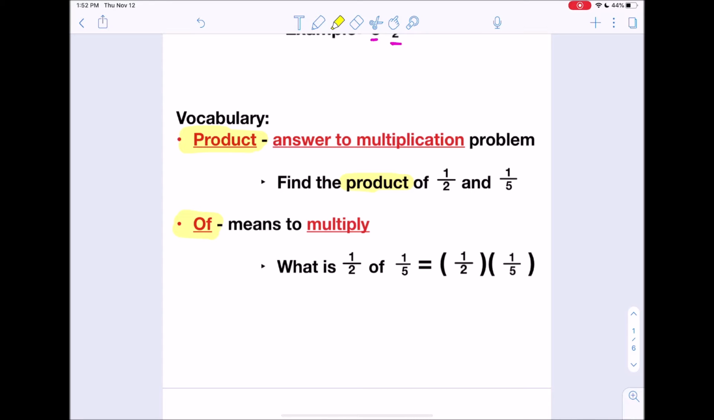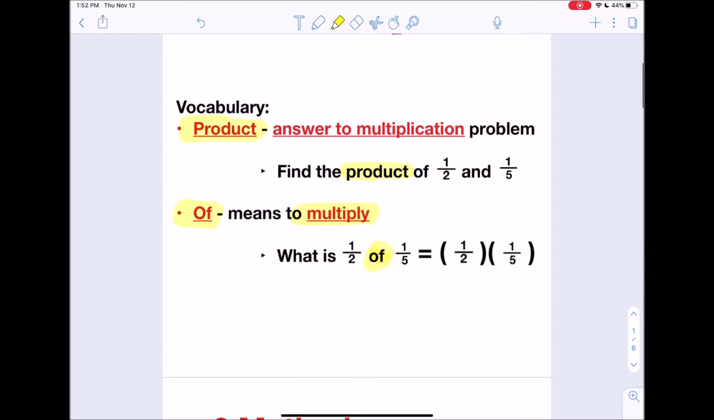And the word of in math means to multiply. So if you get a problem that says what is some fraction of another fraction, or in this case 1/2 of 1/5, that means they want you to multiply the two fractions together. And it doesn't matter if it's a fraction, improper fraction, or mixed numbers, the word of means to multiply.